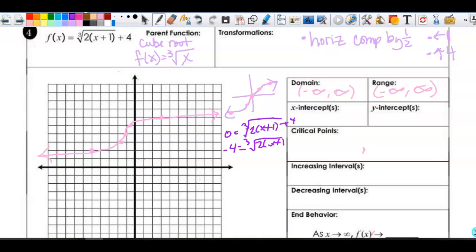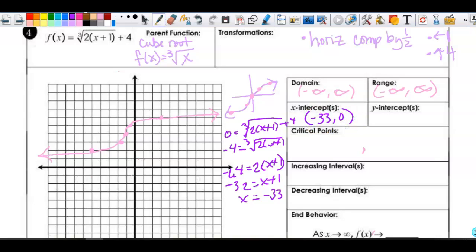I need to get rid of that cube root, so I'm going to cube both sides. So -4 cubed is going to be -64. So that's going to equal 2 times (x plus 1). So then I can divide both sides by 2, so I get -32 equals x plus 1. Then I subtract 1 from both sides, and x equals -33. So my x-intercept then is going to be at (-33, 0).